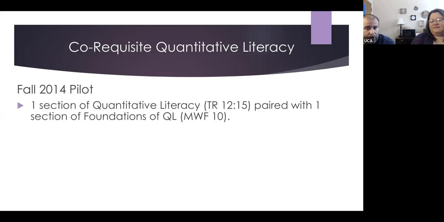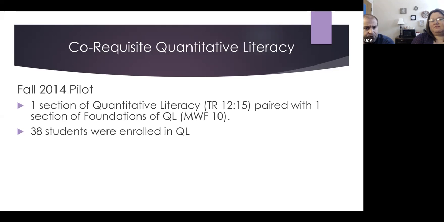So we had just one section of QL, and that was paired with one section of our foundations, or our transitional. As you can see, the times are listed there and the days. Tuesday, Thursday, 12:15 was our QL, and then Monday, Wednesday, Friday was the transitional. So we would call that a 5-day pairing of those courses. So the student was in mathematics 5 days a week.